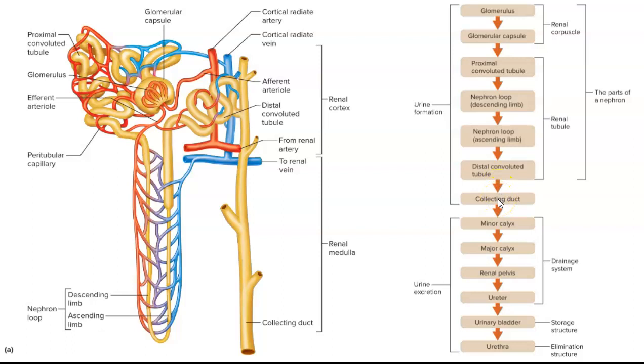And as we learned in the previous video, that urine is released into the minor calyx, goes to a major calyx, and then from the renal pelvis, it travels down the ureter through peristalsis, is stored in the bladder, and then is ultimately evacuated from the bladder through the urethra.